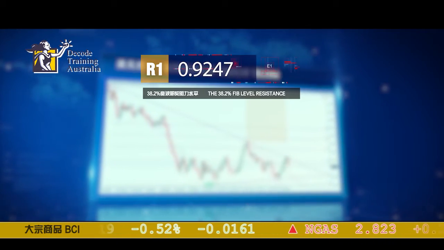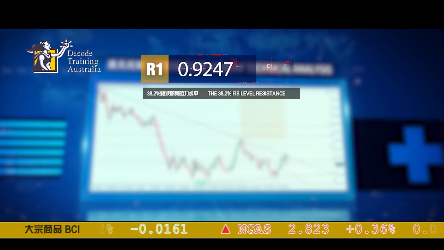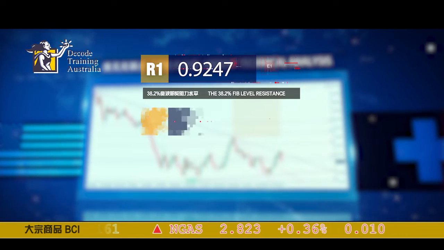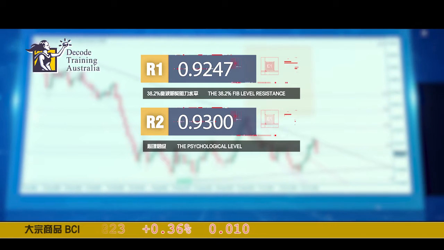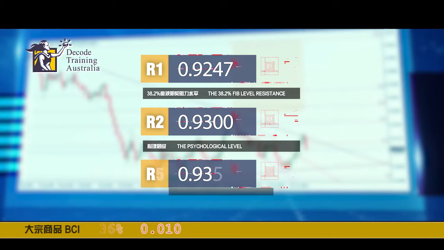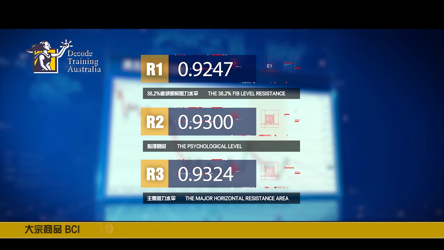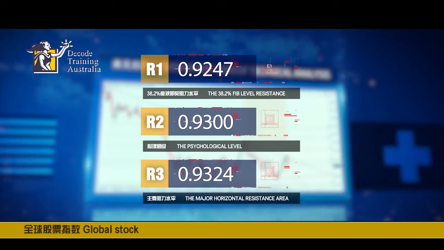On the upside, the price of the USD Swiss pair might come across multiple resistance levels, as shown in the daily chart frame. In an attempt to move upwards, the USD Swiss pair is likely to face strong resistance near the listed price tags. At resistance 1, you'll be facing 0.9247, which is a 38.2 Fibonacci level resistance. At resistance 2, it will be 0.9300, which is a psychological level. At resistance 3, you'll find 0.9324, which is the major horizontal resistance area.